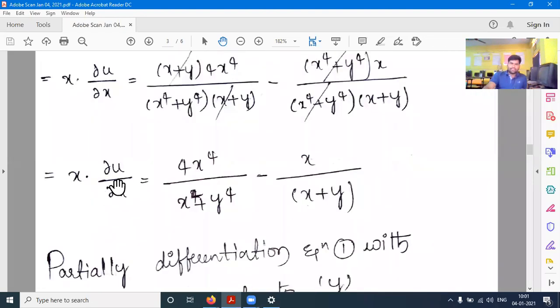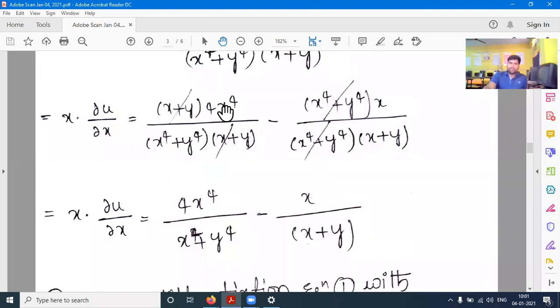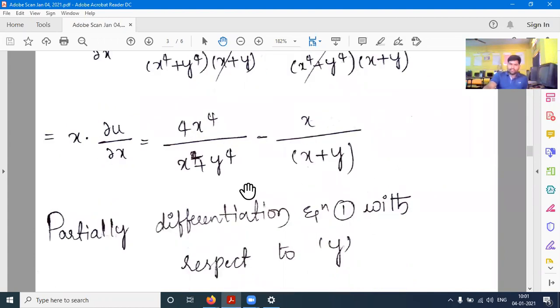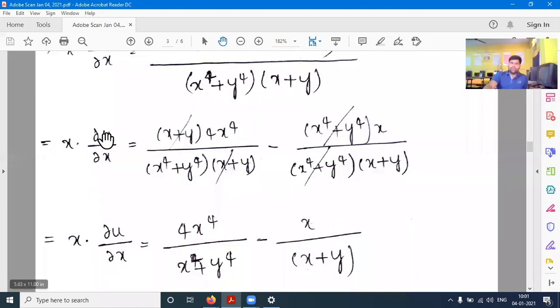So the remaining is x into dou u by dou x is equal to 4x to the power of 4 divided by x to the power of 4 plus y to the power of 4, minus x by x plus y, we are getting. So this is x into dou u by dou x.